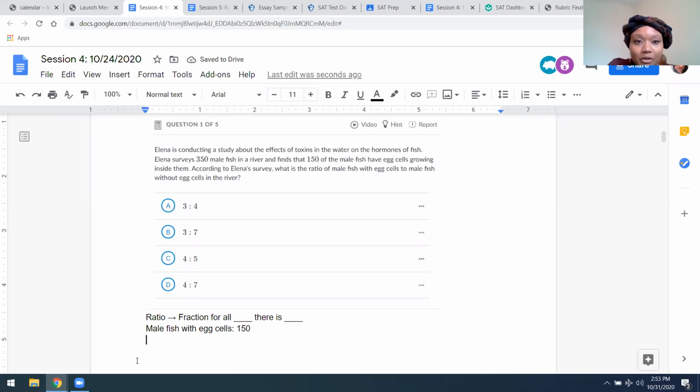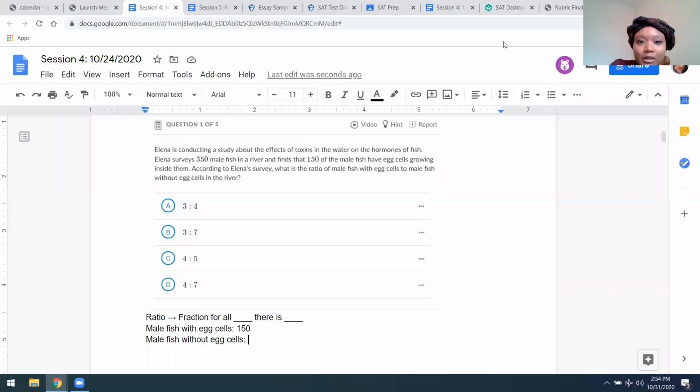Now we're making a ratio with the male fish with egg cells, which is 150, to male fish without egg cells. This is a little tricky because it requires a little subtraction. You may be tempted to say that the male fish without egg cells totals 350 because that's the only other number we have. But that's wrong, because the 350 includes all of the male fish. If you reread the second sentence, it says Elena surveys 350 male fish in a river.